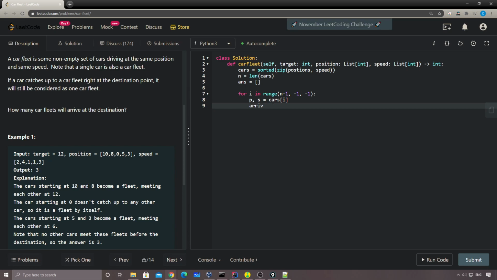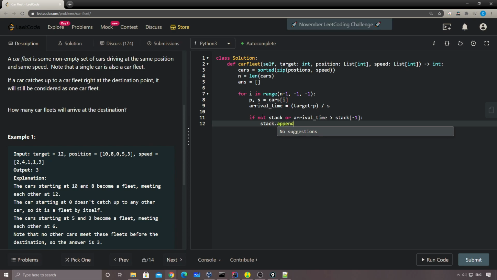Okay. Now we have the current car's position and the speed, right, equals the car's i. And then we have arrival time, right? Arrival time equals what? Equals the target minus current position, divided by the speed. Okay. So here's the condition here. We only append to this answer when what? If the stack is empty, we do the insert. Or the arrival time is greater than the stack's last element. Okay, and then we insert this arrival time.